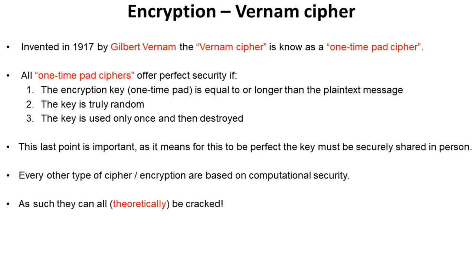Any other method of sending that key electronically, say over the internet, requires an encryption method to make sure that no one intercepts it, and all other encryption methods can potentially be hacked. Assuming these circumstances are applied, one-time pad ciphers offer perfect security. Every single other type of cipher or encryption is based on computational security. And because of this fact, every other form of encryption or cipher can theoretically be cracked.